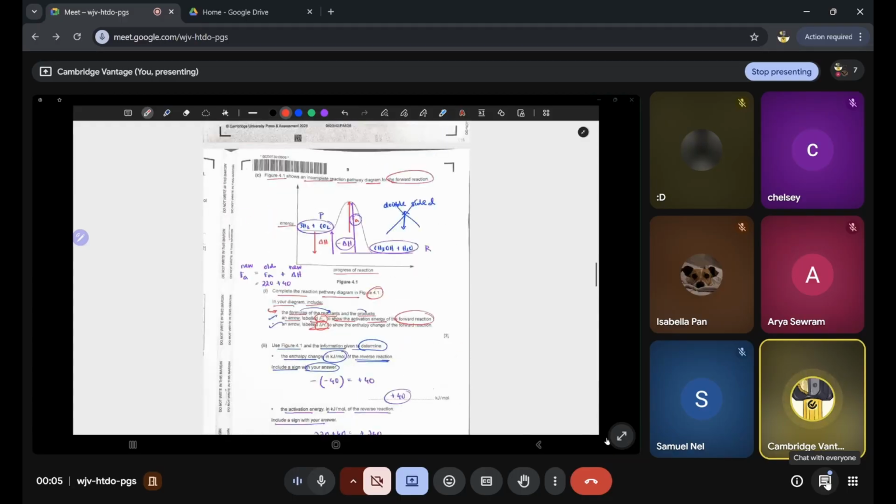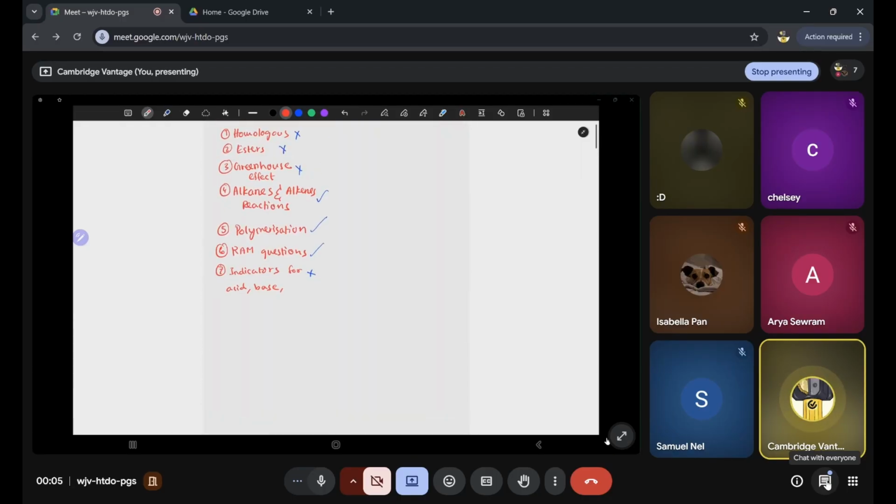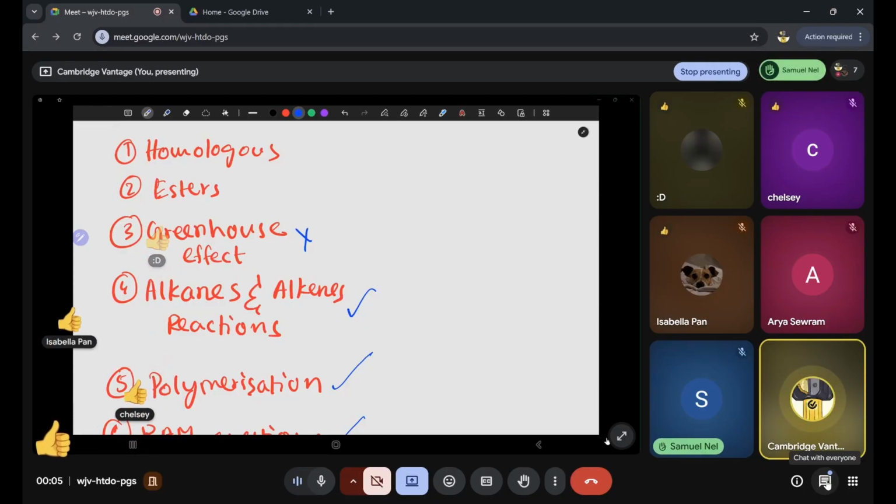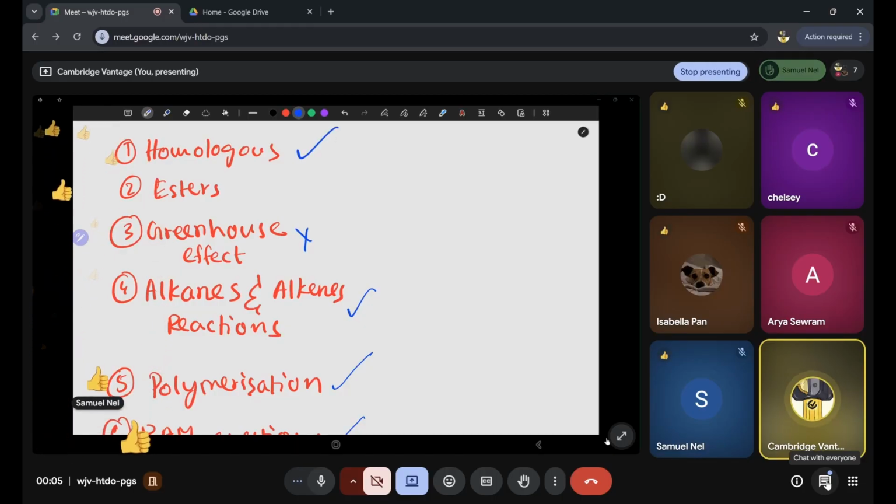So if we were to just check, let's see. Have we covered homologous series? Does anyone have any other questions related to homologous series? If not, just raise your hand and I will place a tick next to homologous series. All right, a thumbs up also works. Yeah, I think thumbs up would be better. All right, so homologous series done. Esters, any more questions related to esters? If not, just give a thumbs up and we give a tick.